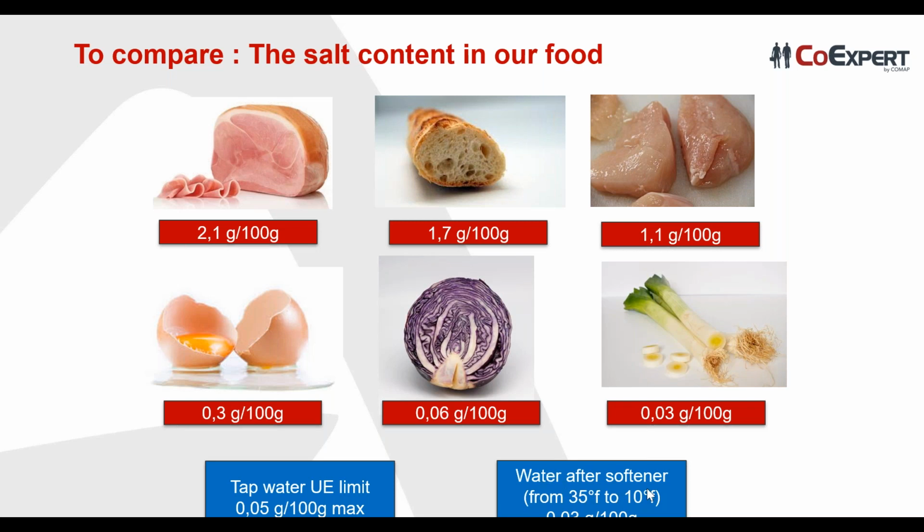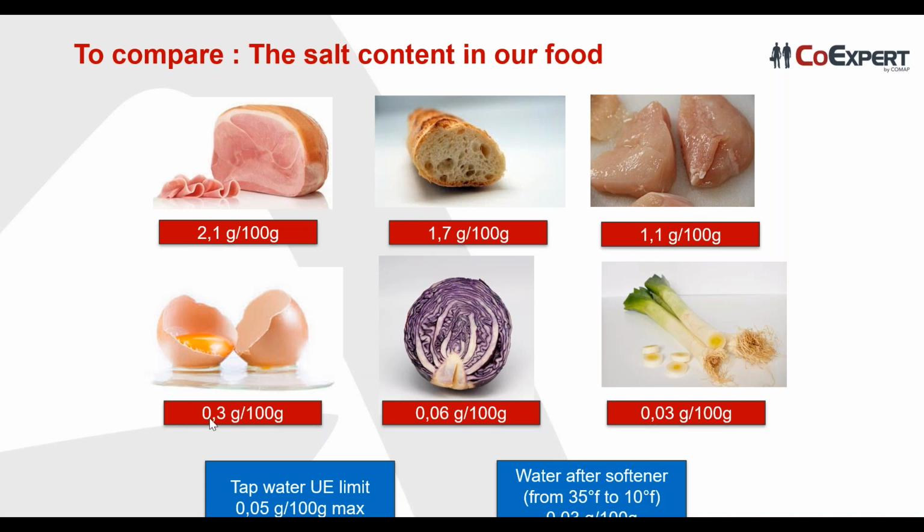And the water after the softener, so with the hardness reduction from 35 to 10 French degrees, it's 0.03 gram per 100 gram of water. So if you compare with the value with the ham, for example, it's 2.1. So regarding 0.03, it's very low. The bread, 1.7. The chicken, 1.1.